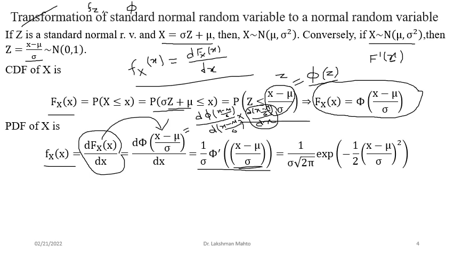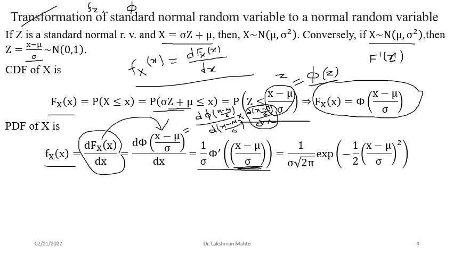And what does it do? It is talking about simply the CDF of z and the derivative of the CDF of z. If you differentiate the CDF of z, you will get the PDF of z with this argument. Remember that the argument is changed. So here we know that the PDF of z is what?